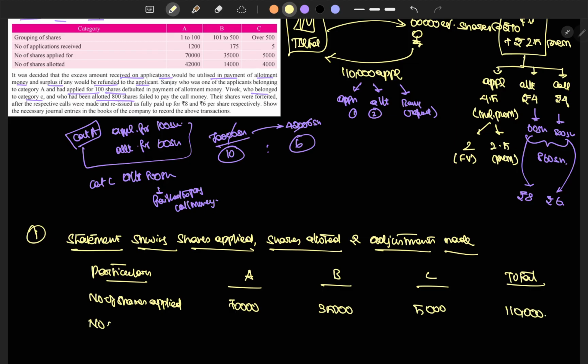How many number of shares did we allot? We allotted only what we have issued, right? So 42,000 we have allotted, 14,000, 4,000, which is 60,000 we allotted.